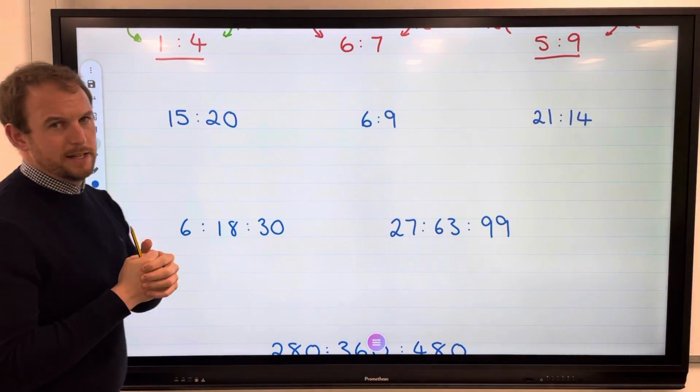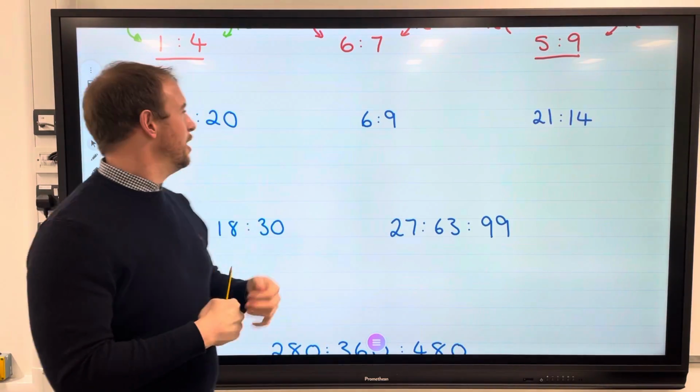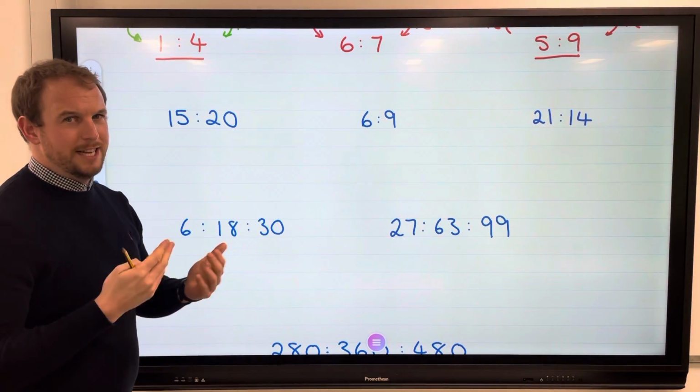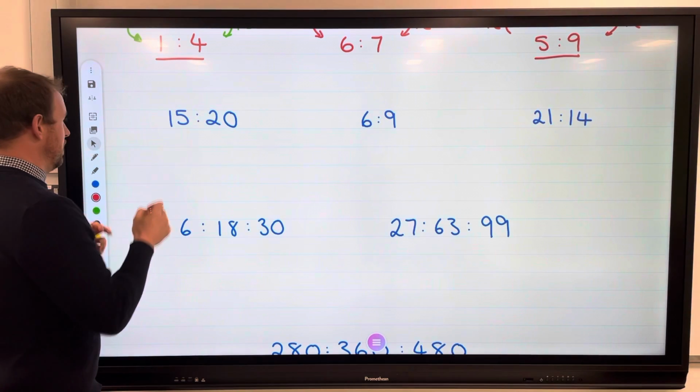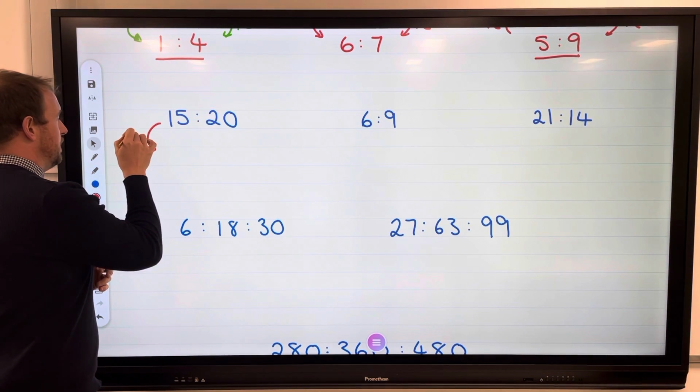What is the highest common factor of 15 and 20? Hopefully you've realised these are both in the 5 times table. So we're going to divide both of these by 5.